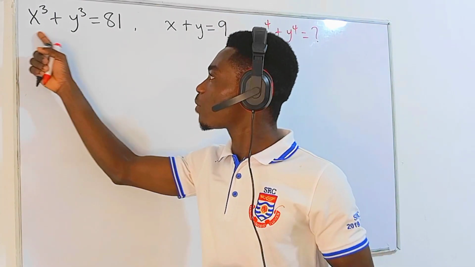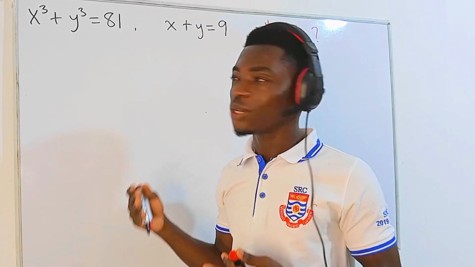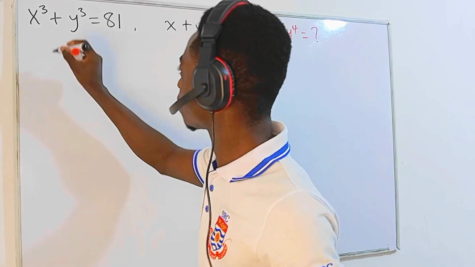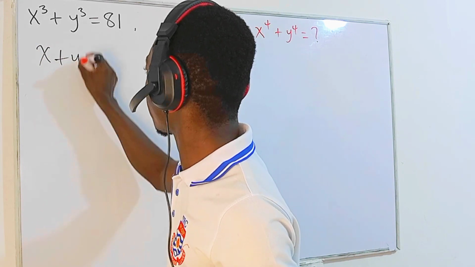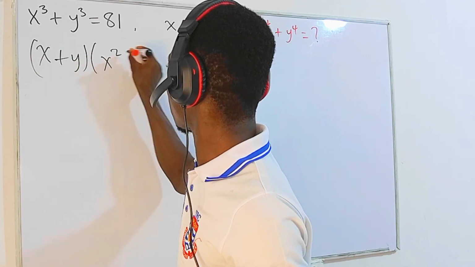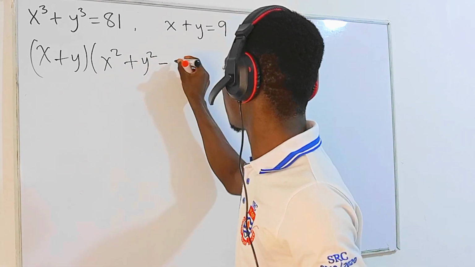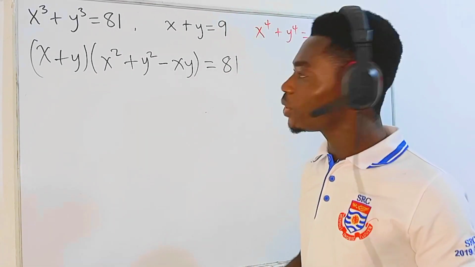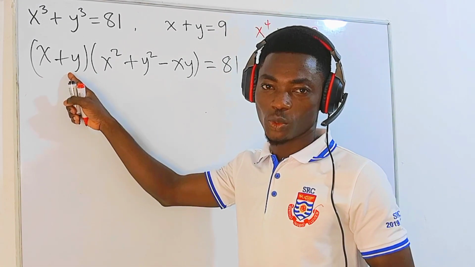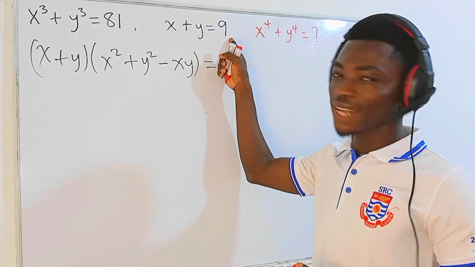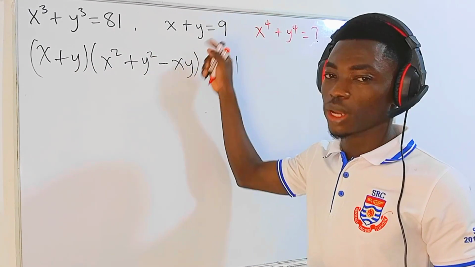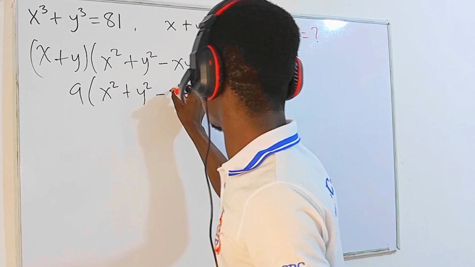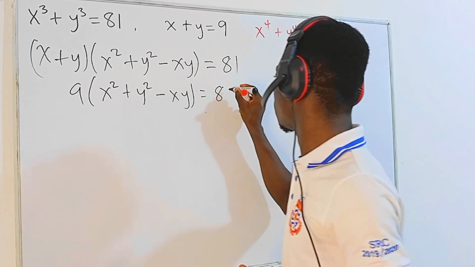In fact, on the left-hand side of this equation, we can use an algebraic identity to rewrite this in a different form. So we have x cubed plus y cubed, which is also the same as x plus y, then times x squared plus y squared minus xy, and this is equal to 81. Now you notice that we know what x plus y is, right from this equation right here. That is 9. So in place of this, I can replace that with this one. So we are going to have 9 times x squared plus y squared minus xy is equal to 81.